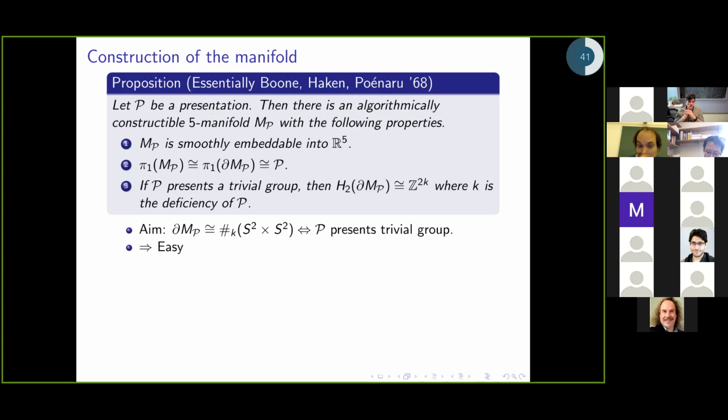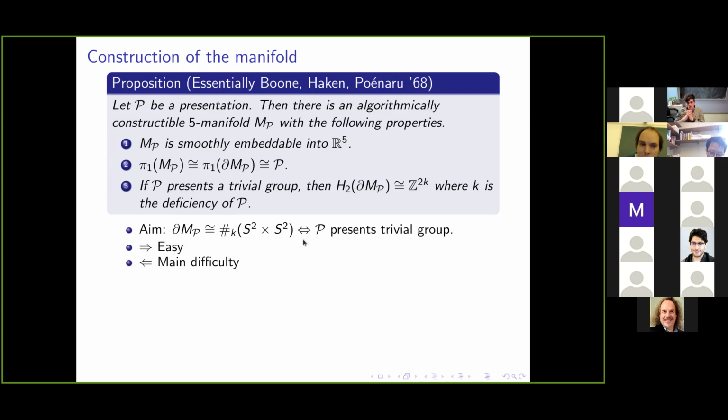One implication is very easy because we know what the fundamental group is. It is the group of the presentation. So if we have a connected sum of copies of S2 times S2, this is a simply connected manifold, so this group is really trivial. So the only task is to prove the other implication.